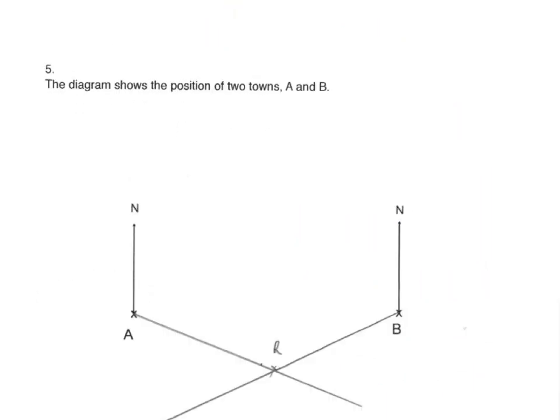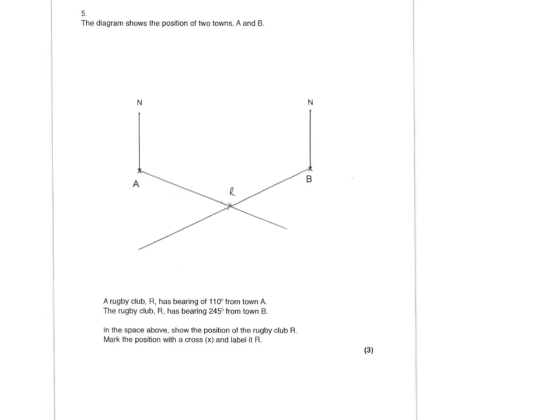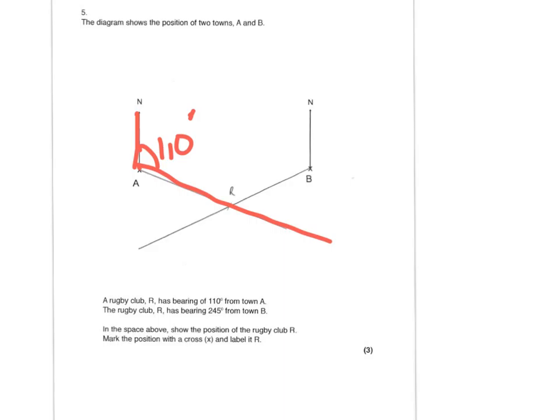Next one, bearings question. Remember, bearings from is where your starting position is. It says a rugby club R has a bearing of 110 from A, start north. That bearing there will be 110. Put a line through that bearing when you've plotted it. Then it says there's a bearing of 245. Bearing is always clockwise, so that angle there has to be 245 degrees. You plot that there, you put a line through it. Where they cross, that's where R is.